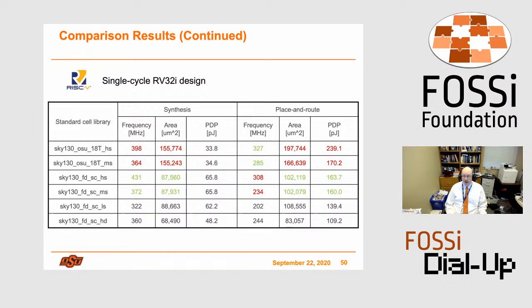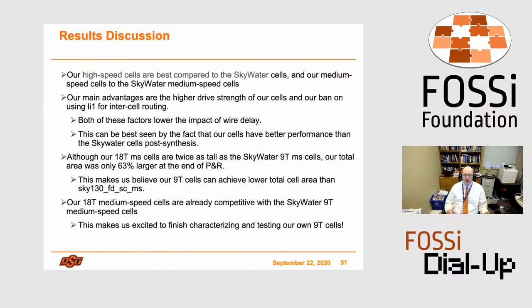You can see area and power delay product values listed here, and we have good correlation between our synthesis and our frequency through place and route. So we really have a good set of standard cells. Again, our high-speed cells are best compared to the SkyWater cells and our medium speed cells in the SkyWater set. And the main advantage that we have is we ban the Li1 for the inter-cell routing, and really that impacts wire delay.